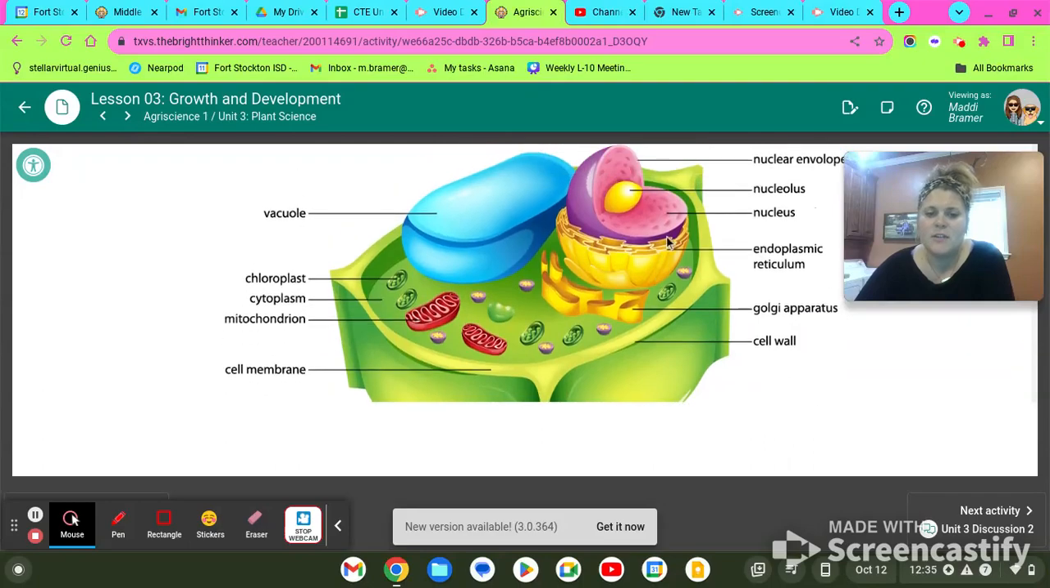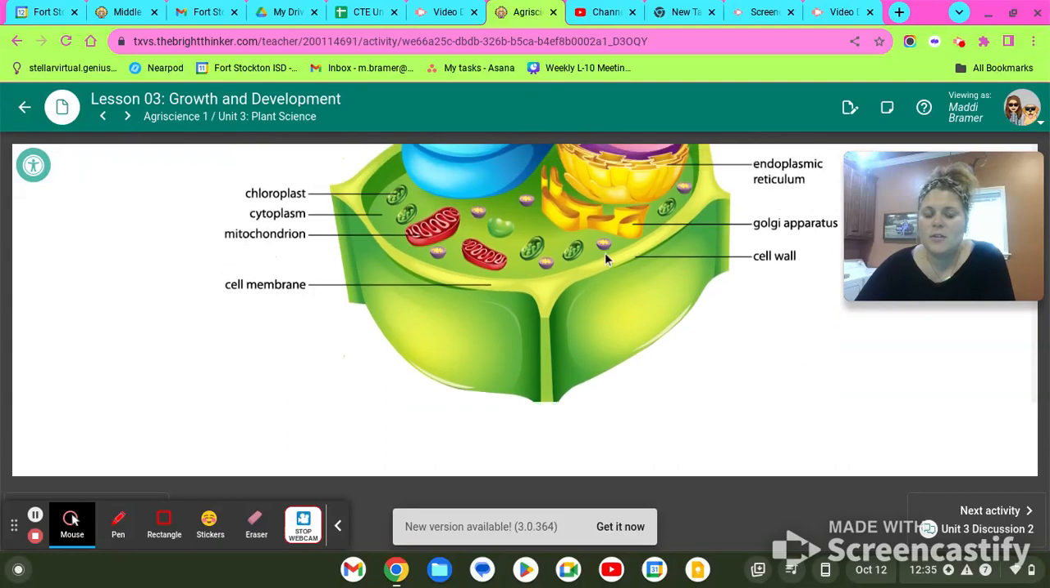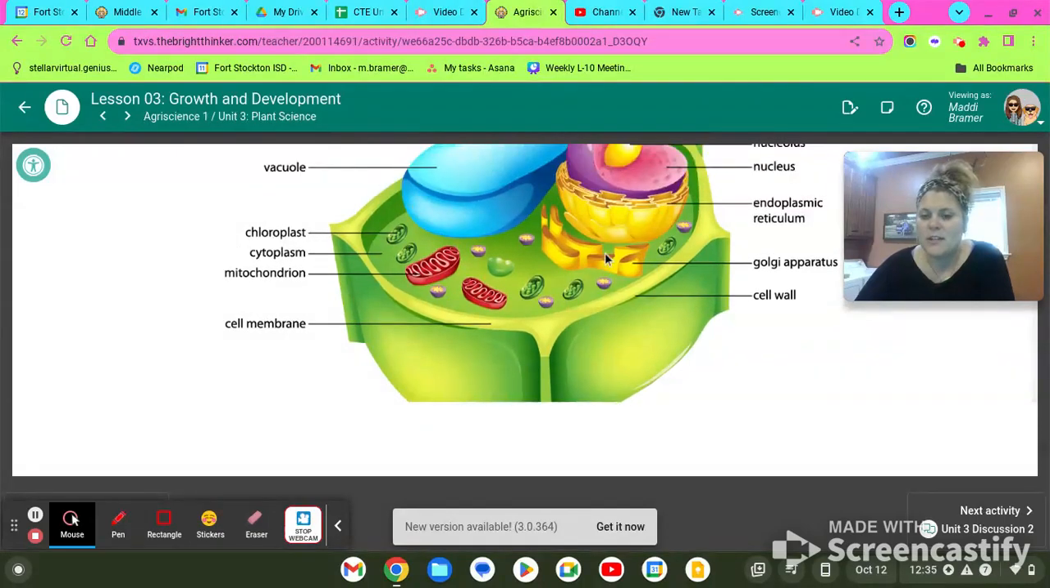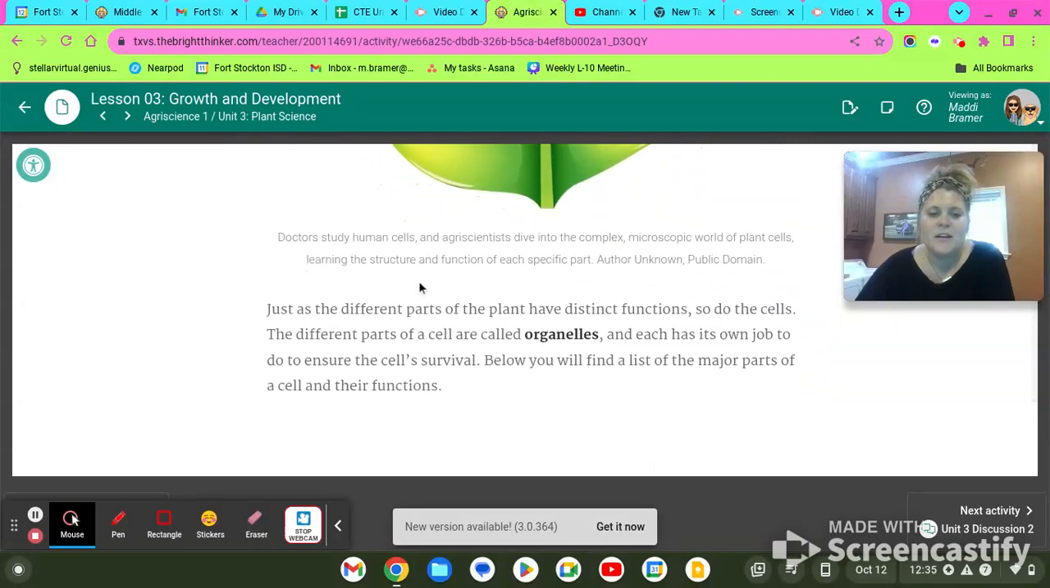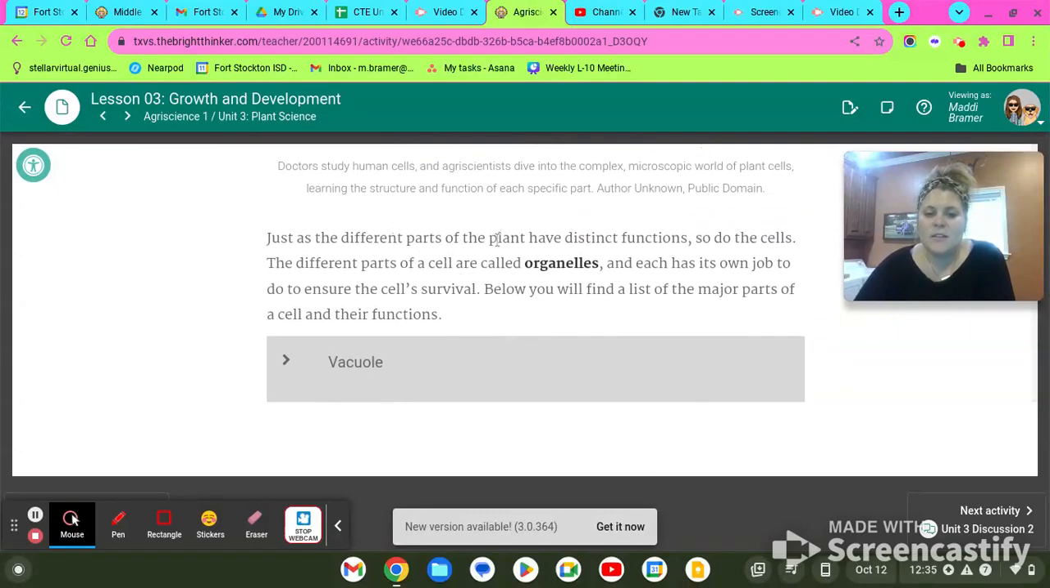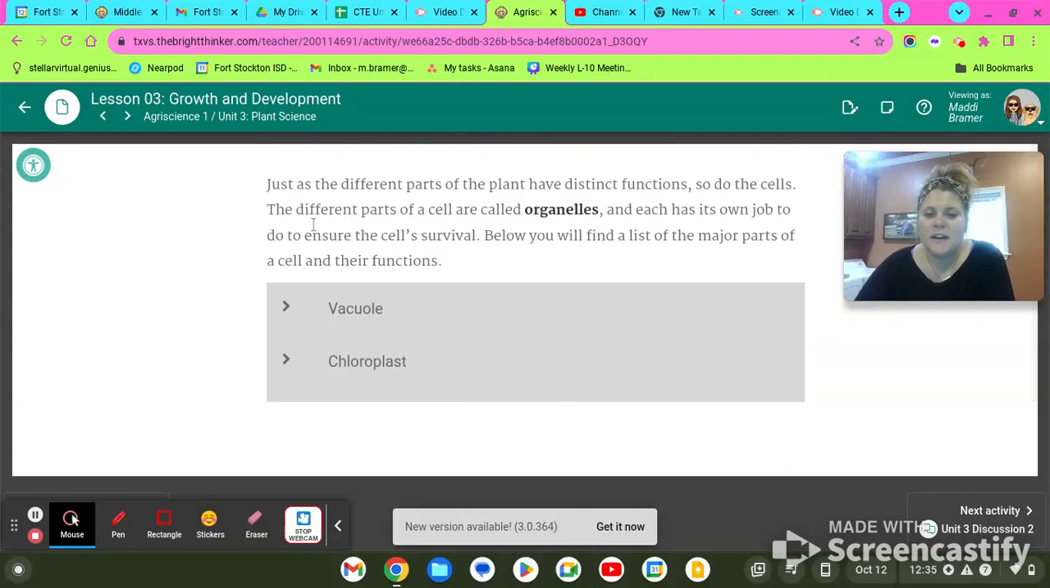So there's a picture of the plant cell. Hopefully this is a review. You should have learned this in biology, but either way, we're going over it. So just as different parts of the plant have different functions, so do the cells. Each part has a purpose. So you need to know these vocab words.